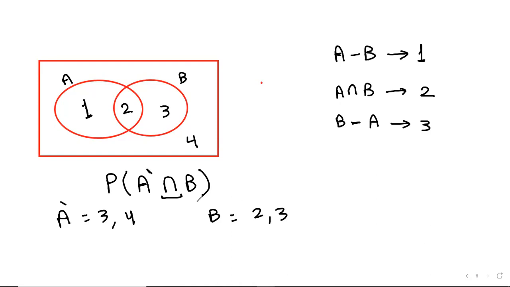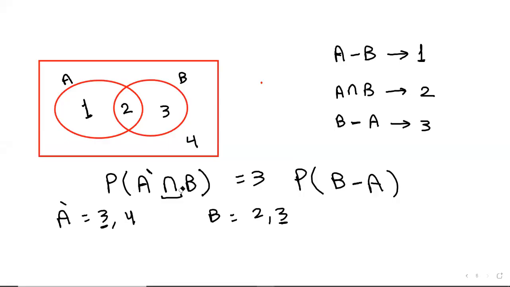So you write 3, because I have A dash and I have B. So the intersection is going to be what? Only 3. 3 is the repeated one. So P(A dash intersection B) is the same as the probability of B difference A, which is the probability of B minus the probability of A intersection B. This is 3.